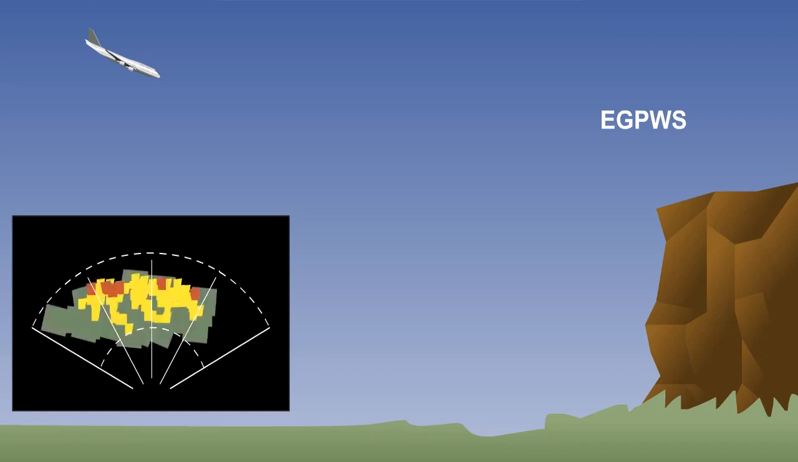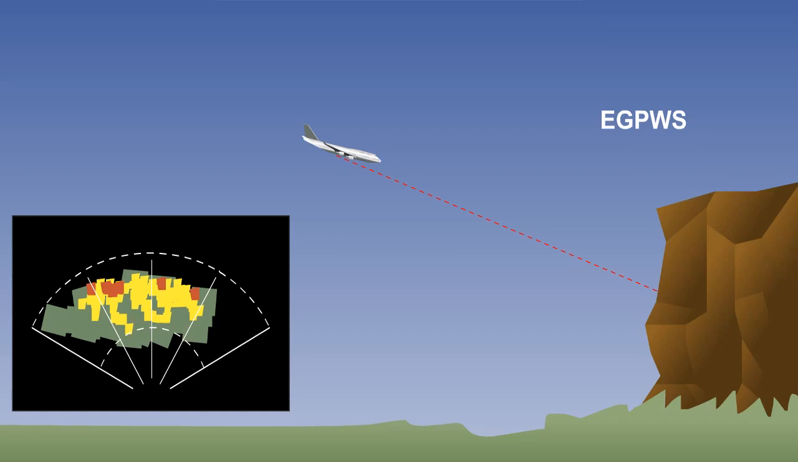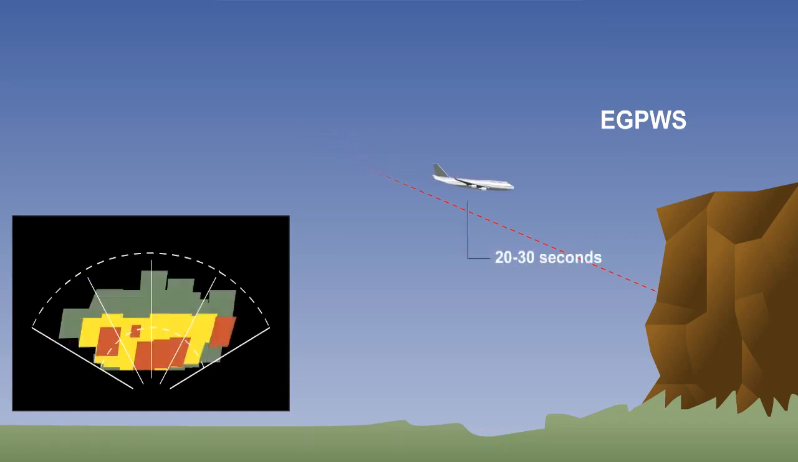When approaching terrain ahead, the terrain colour changes from green to solid yellow, and an aural alert is given. Caution, terrain, caution, terrain. If the aeroplane continues towards the obstacle, then the terrain colour changes from yellow to red, and an audible warning is given. Terrain, terrain. Pull up.